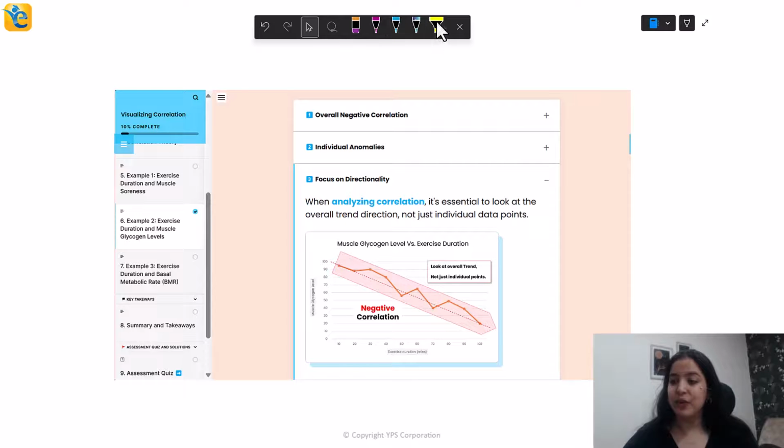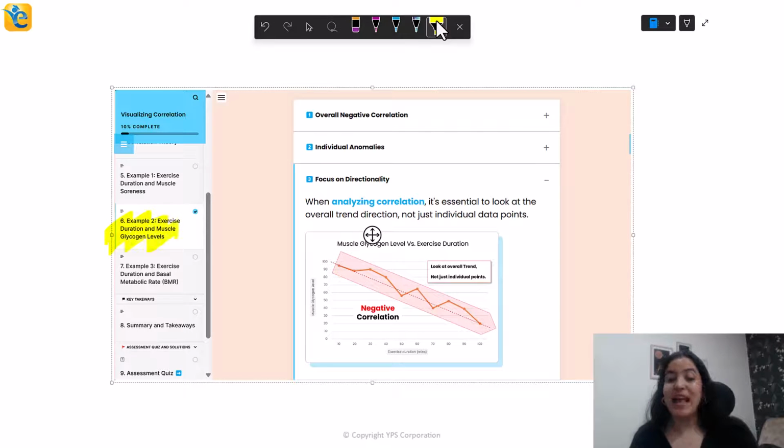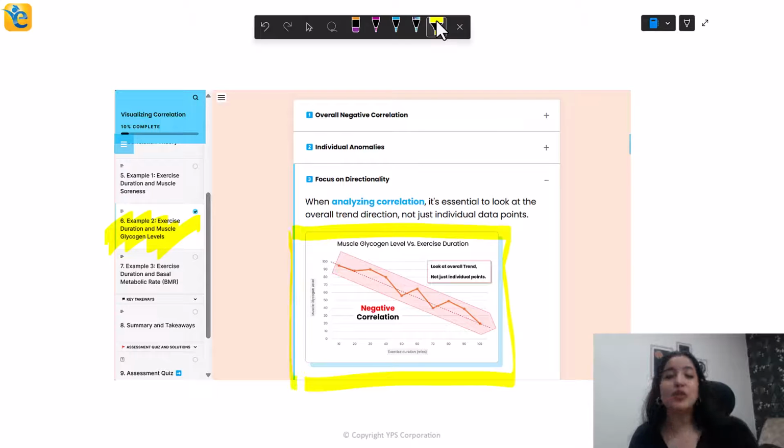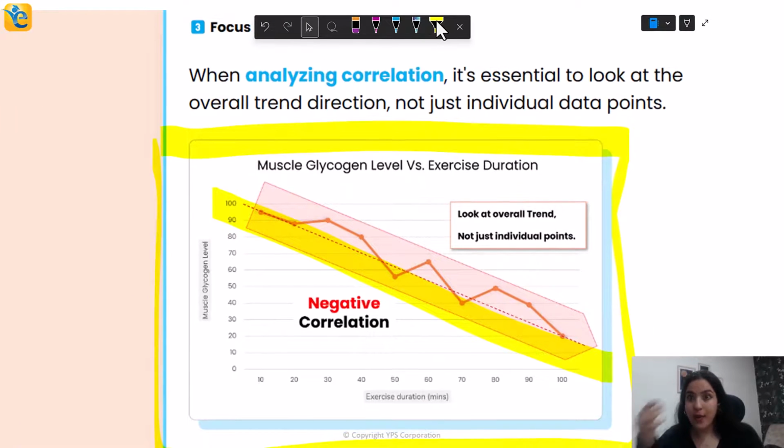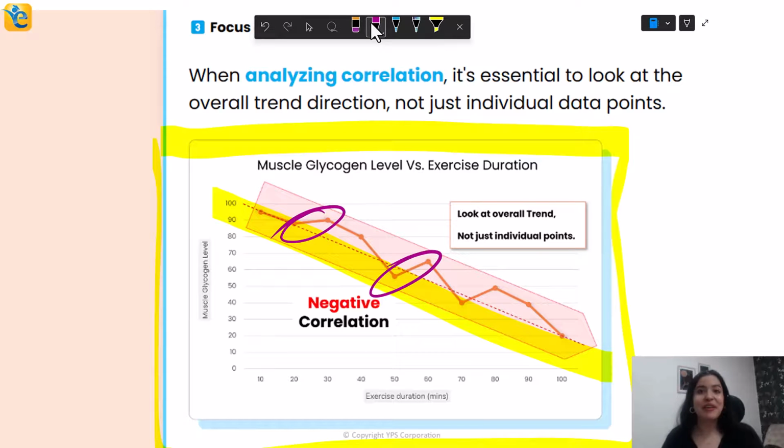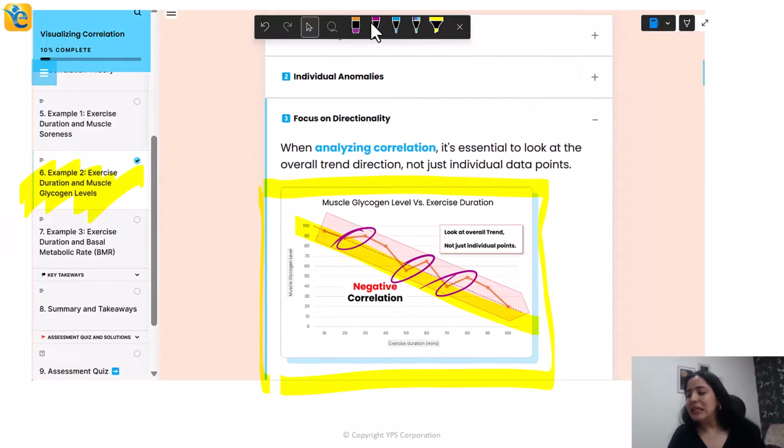For example, if you look at this particular example, we were talking about exercise duration and muscle glycogen levels, and see how very nicely the chart has been drawn here, which clearly shows you this negative correlation, with the inconsistencies. It's not always coming down. You see, in this place it went up, then it went up here, went up here. Inconsistencies are okay, but zoom out, look at the big picture, you will clearly be able to see how it's all coming down. This is the difference between focusing on the overall trend and just fixating on single points here and there. See how the single points are not really making a difference to us.